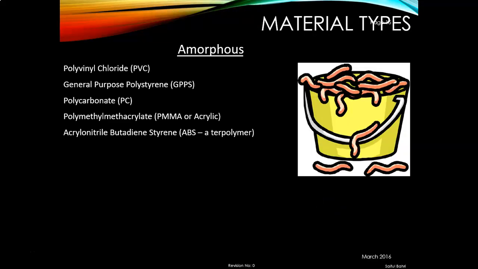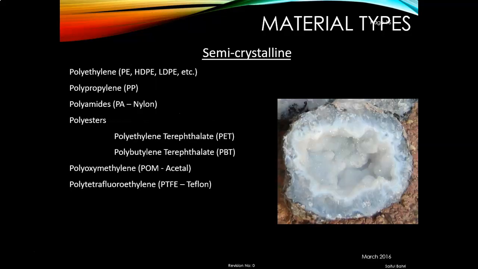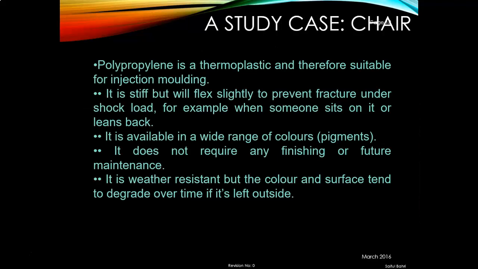Okay, we look at the material type, which are amorphous. For example, we have PVC, GPPS, PC, PMMA, ABS, and so on. And for semi-crystalline, for example, PE, HDPE, PP, PET, POM, PTFE. Okay, this depends on the application that you want to make. So the choice of the material is very crucial.